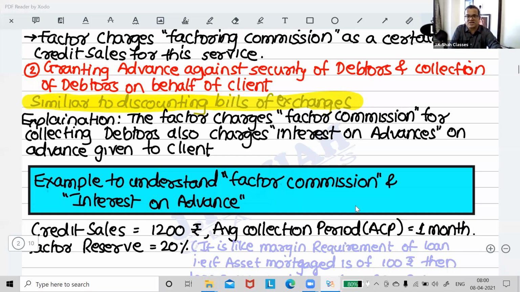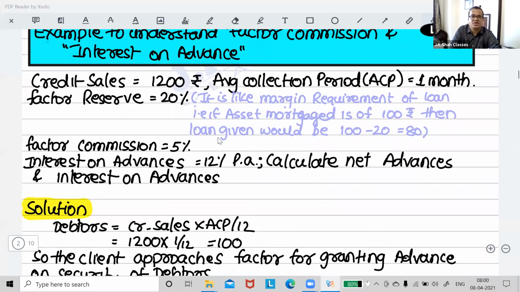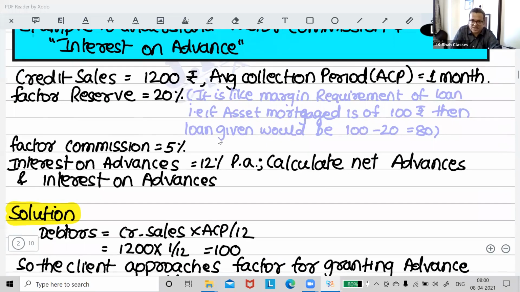First, we need to understand the concept. Once we are clear with the concept, then we will put it in terms of numbers. So let's take one example, a simple example. That's why when it comes to a simple example, I don't take big numbers. The focus is on making you understand the concept. See, credit sales is 1200 rupees.